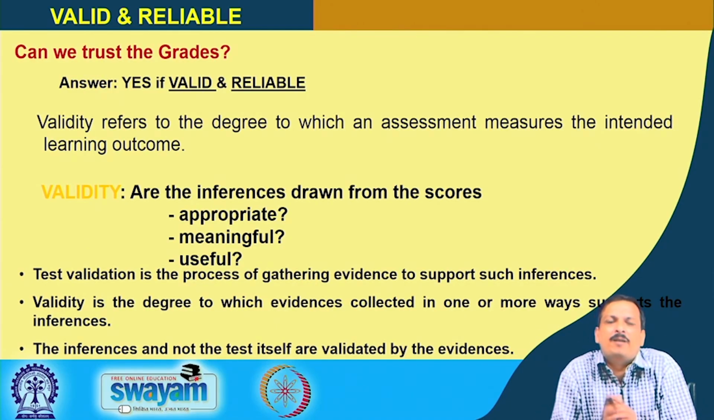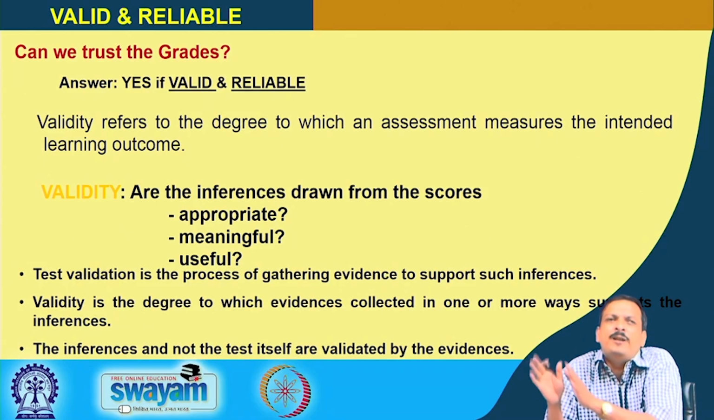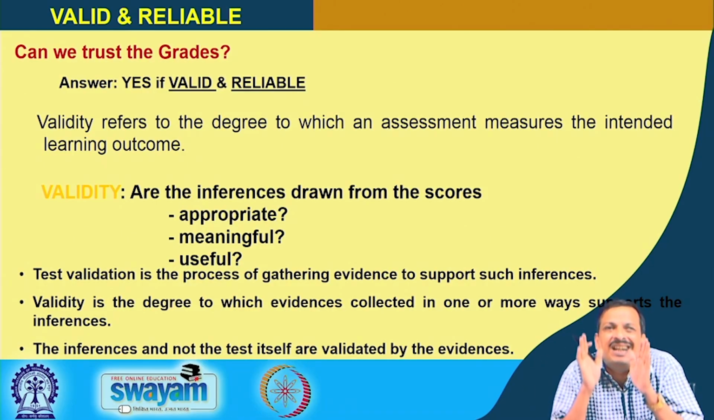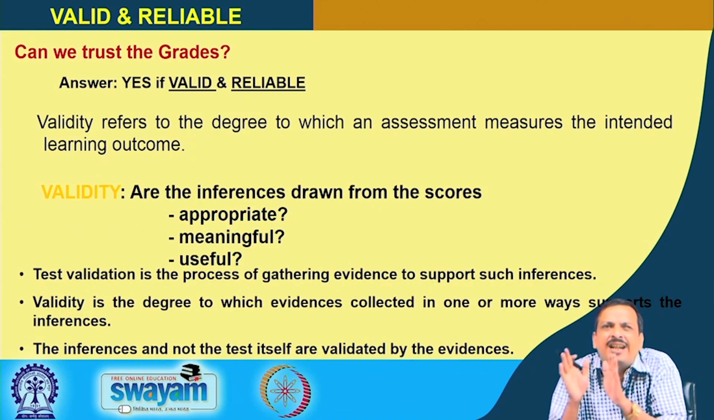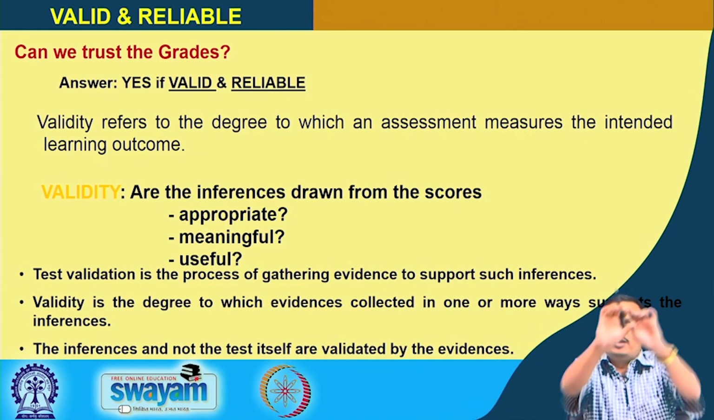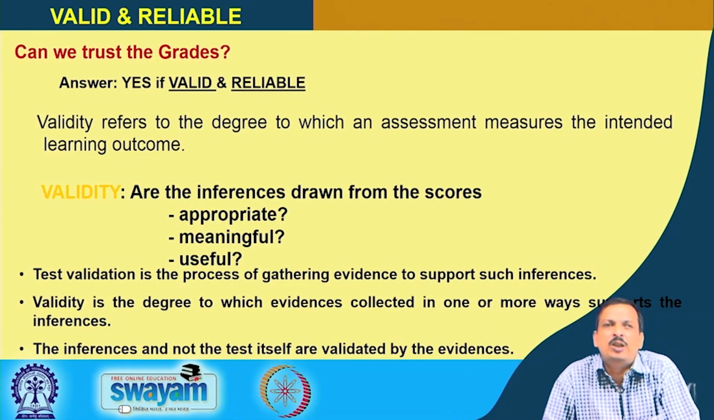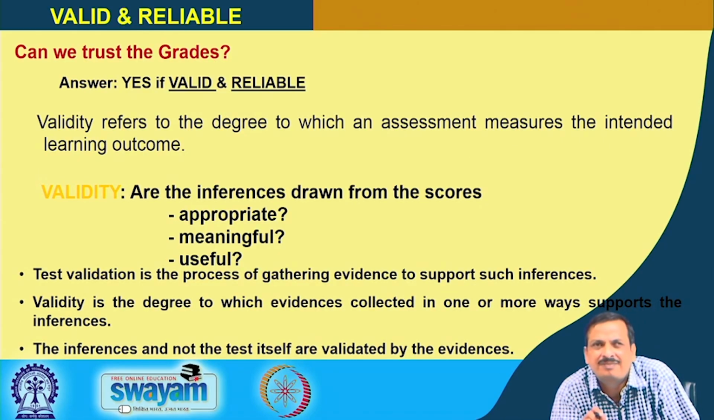Think about an example. You said that at the end of the 3-month driving program, you will be able to drive a light motor vehicle on this kind of road condition. You have written the outcome. But at the end of the program, you are asking the students what is the sign for left turn, what is the sign for right turn. Is it valid?